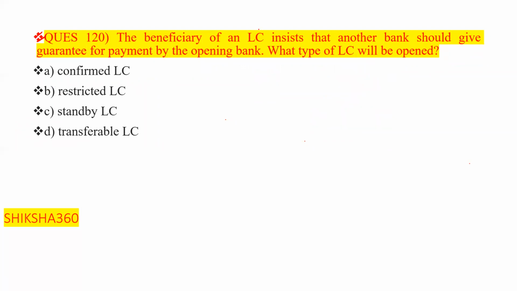The beneficiary of an LC, that is, letter of credit, insists that another bank should give a guarantee for the payment by the opening bank.